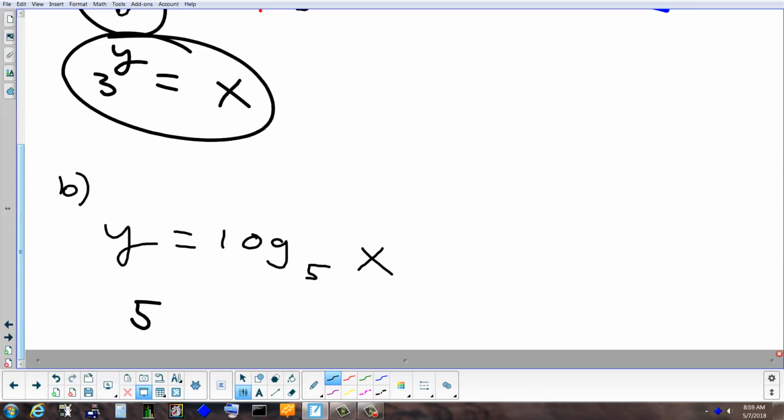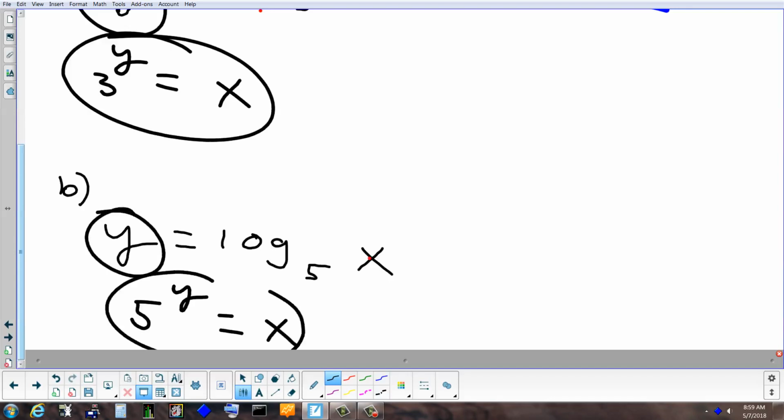Now I need an exponent on the 5. Ethan, what's my exponent going to be? Y. Remember, logarithms always equal the exponent. Okay. So we've got the 5, we've got the y. The only thing left is x. And that goes on the other side.